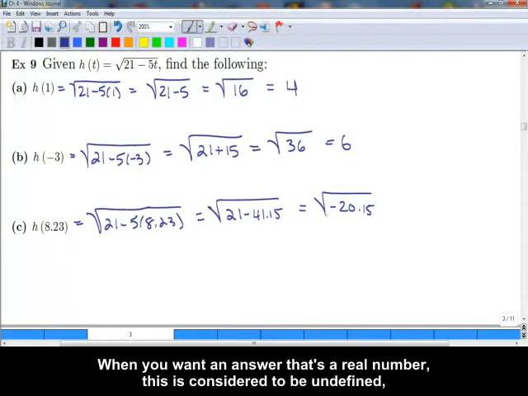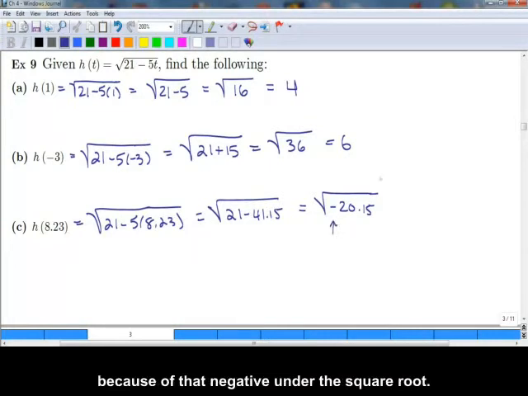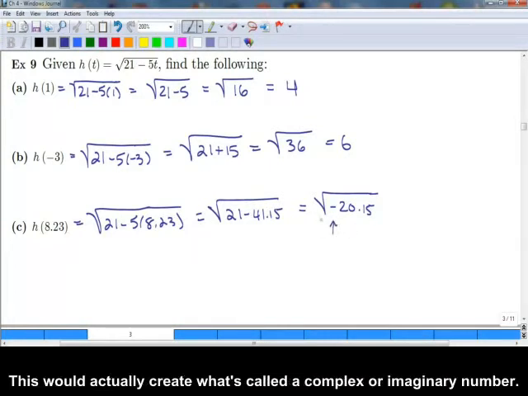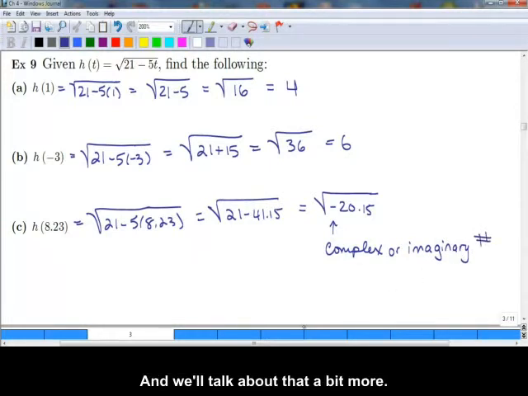When you want an answer that's a real number, this is considered to be undefined because of that negative under the square root. This would actually create what's called a complex or imaginary number. And we'll talk about that a bit more. You should have talked about that in Tech Math 2, but we'll talk about that again in Tech Math 4.